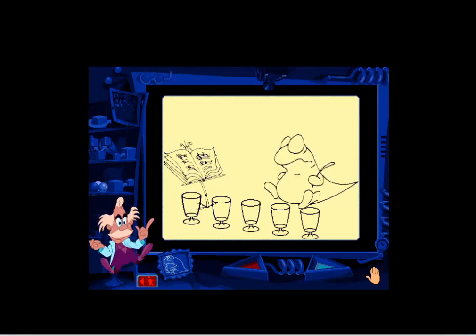Our monster wants to play a tune on the glasses of water, but all the glasses make the same sound. How will it handle the problem? Let's see.